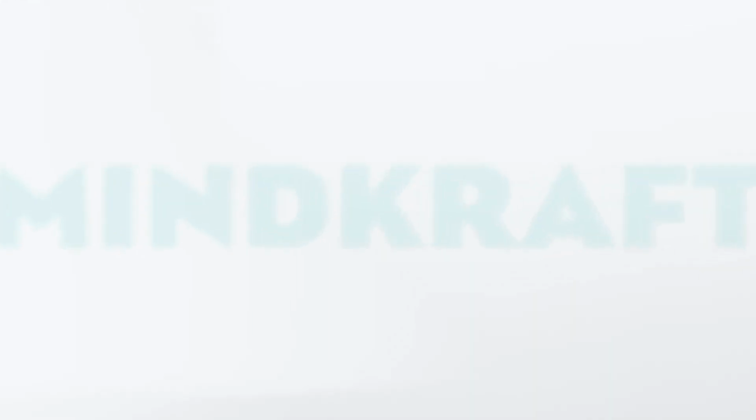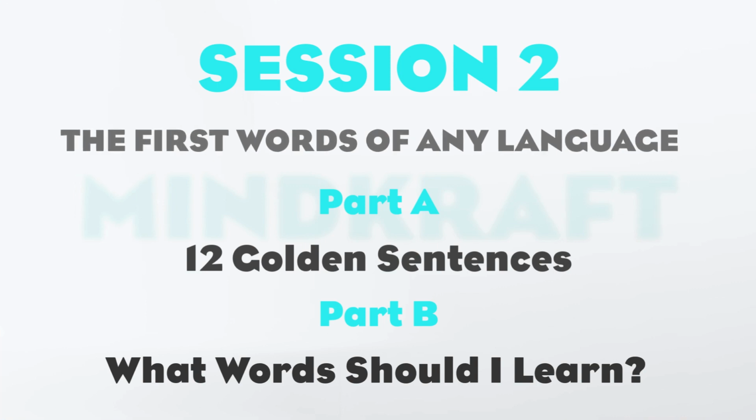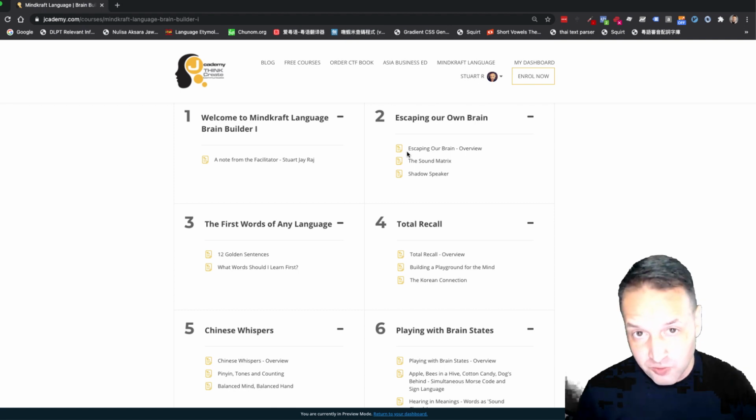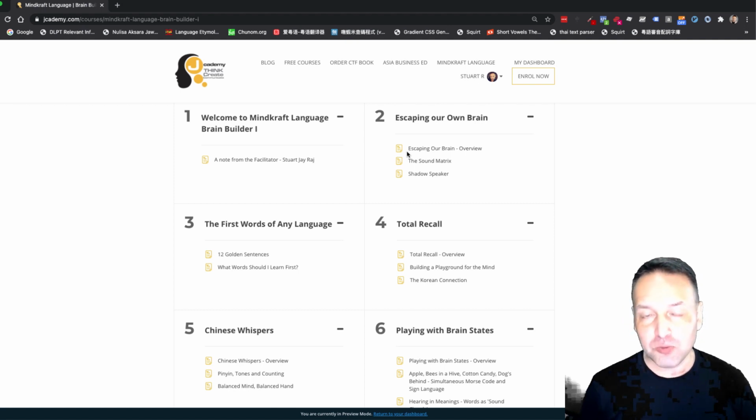Session number 2, we'll be looking at the first words of any language. When you learn a language, what do you learn? What words do you do? What should you learn first? So we'll be looking at that. We'll be looking at different strategies that are there, the pros and cons of those strategies. And actually, one part of that is looking at the 12 golden sentences.